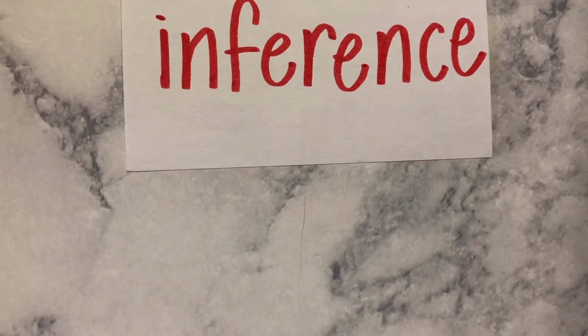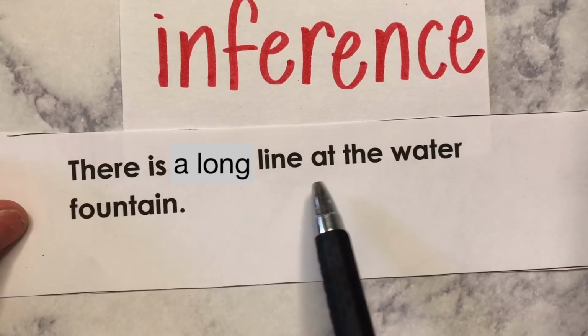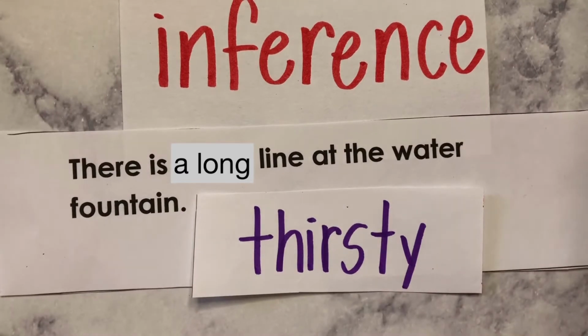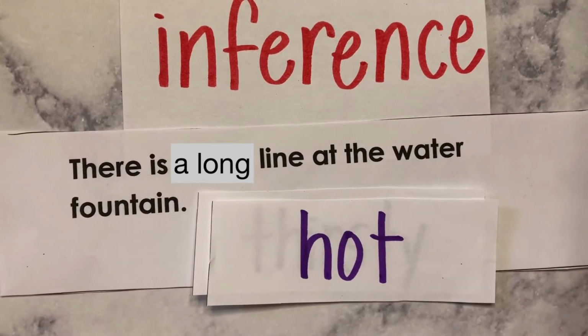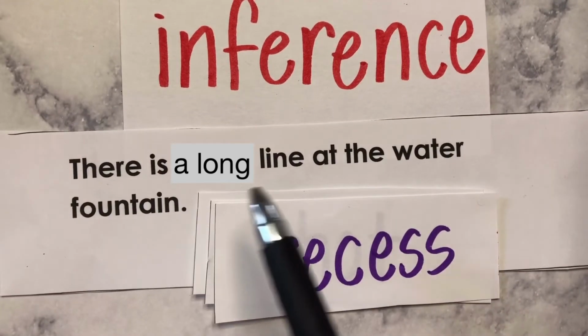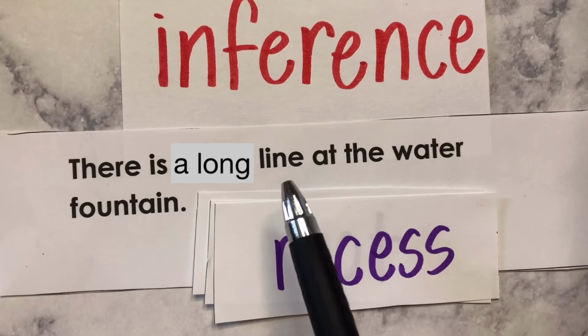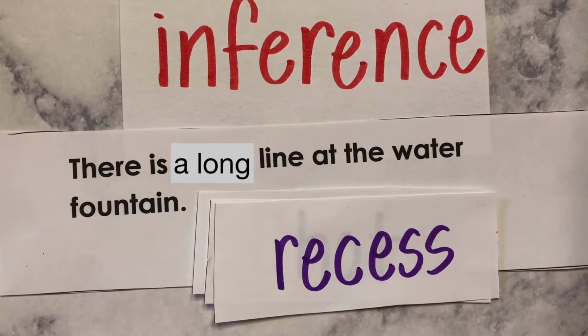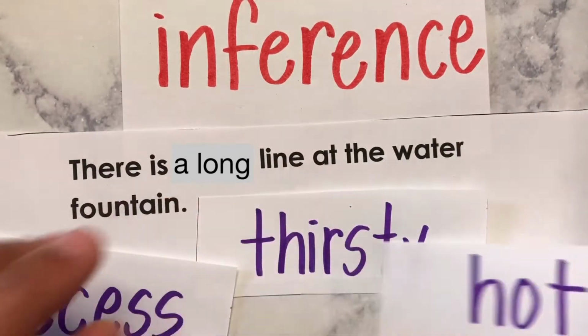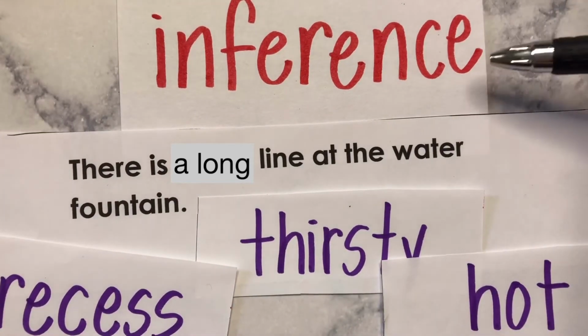Let's take a look at another example. There is a long line at the water fountain. Based on the words the author used, I can infer that people are thirsty, that it must be hot, and that they could be students that came from recess, and there's a long line. You must wait your turn when you're in line. I know that there are water fountains inside a school, but also outside in parks to the public. The author did not use any of these words in the sentence. So I am making an inference based on what I already know.